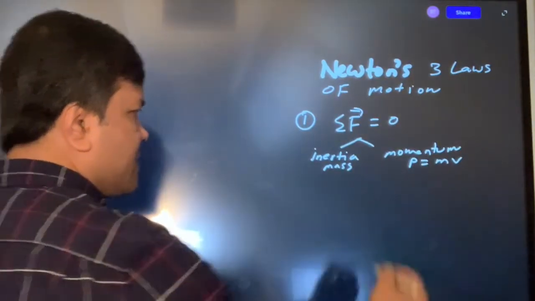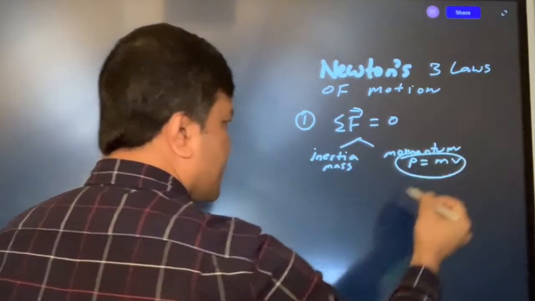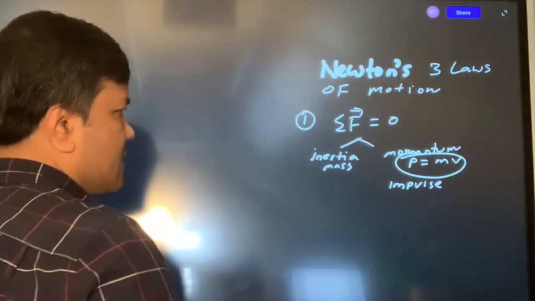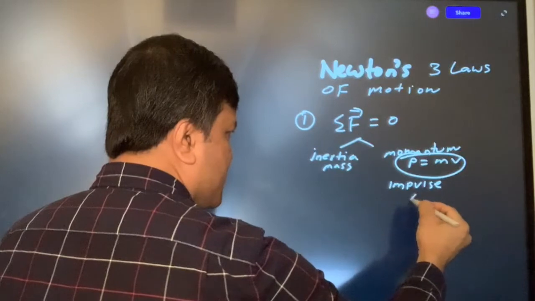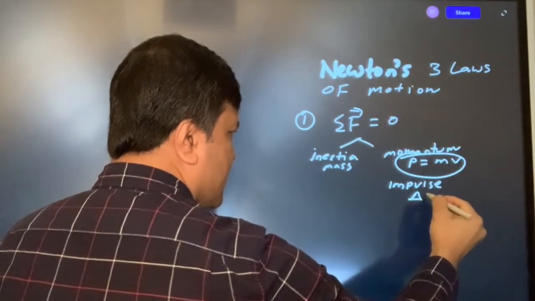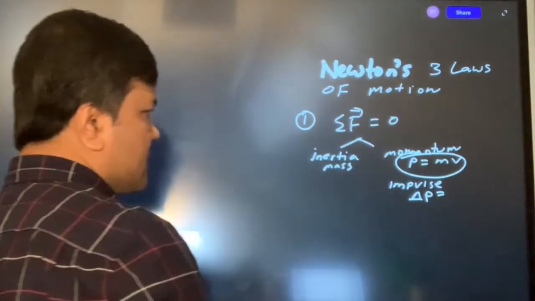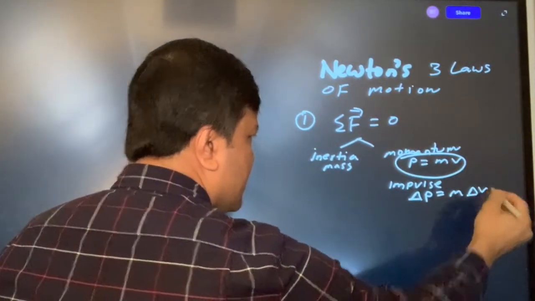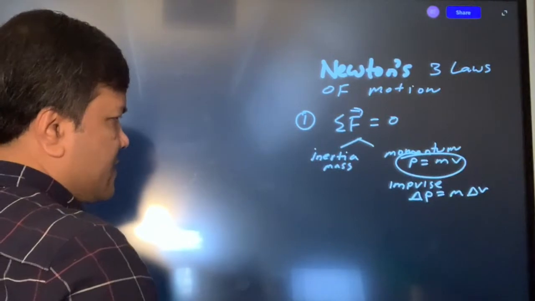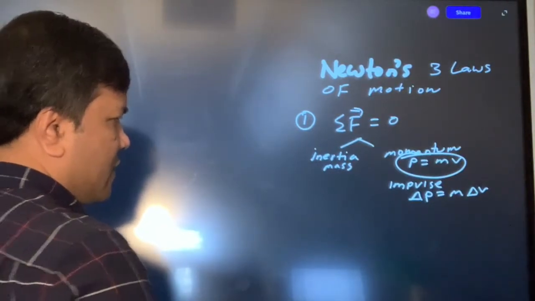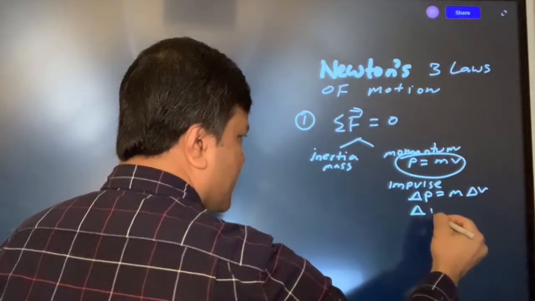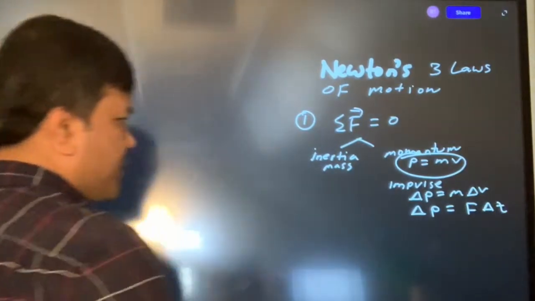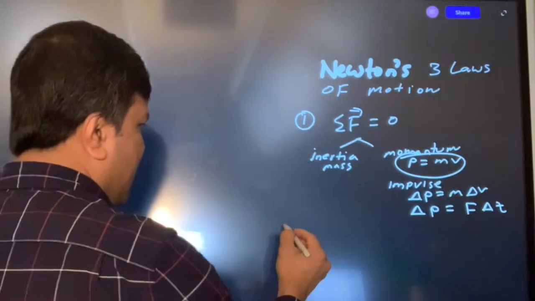All right, and there is a related concept, and that is impulse. Change of momentum is what we call impulse. There is another way of writing change of momentum, which is Ft. Okay, Newton's second law can be written.